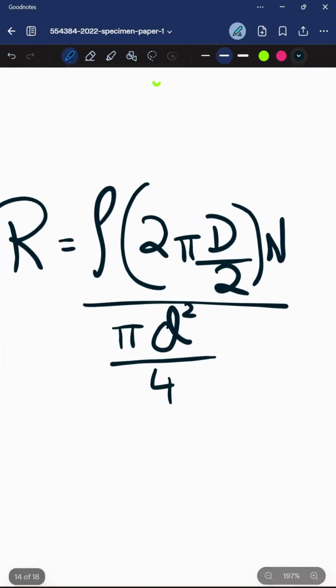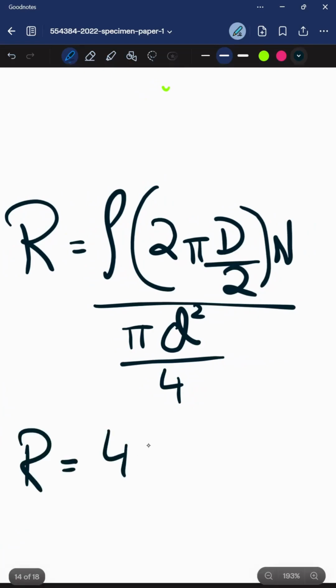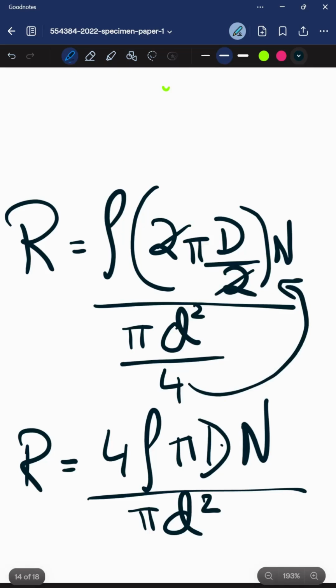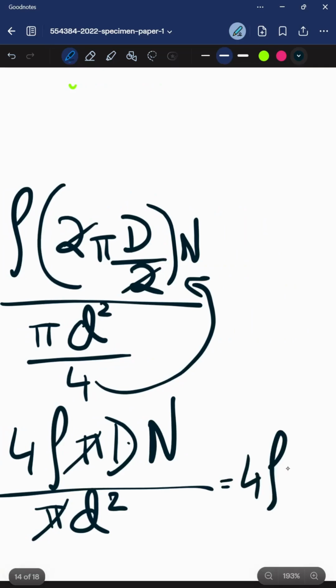Now we just need to rearrange this formula to make it a more simplified version. So R equals 4 rho pi, this 2 and this 2 will cancel out, so 4 rho pi D N over pi d square. Pi and pi will cancel out, and we will be left with the total resistance equal to 4 times the resistivity times the bigger diameter D times the total number of turns N, divided by d square, where d is the cross-sectional diameter of the wire.